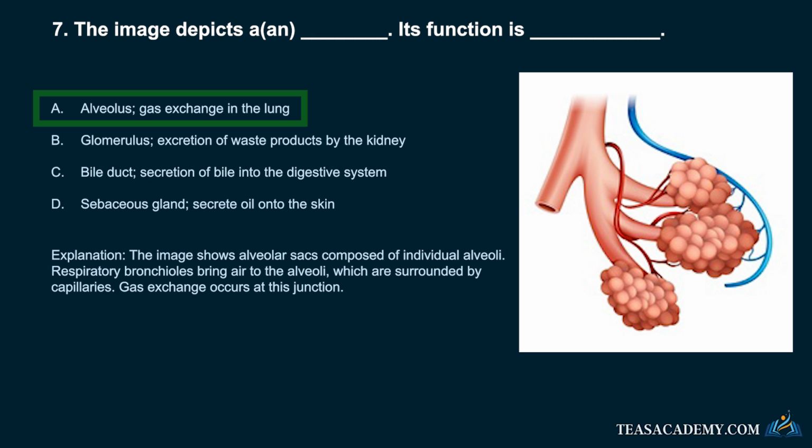The image shows alveolar sacs composed of individual alveoli. Respiratory bronchioles bring air to the alveoli, which are surrounded by capillaries. Gas exchange occurs at this junction.